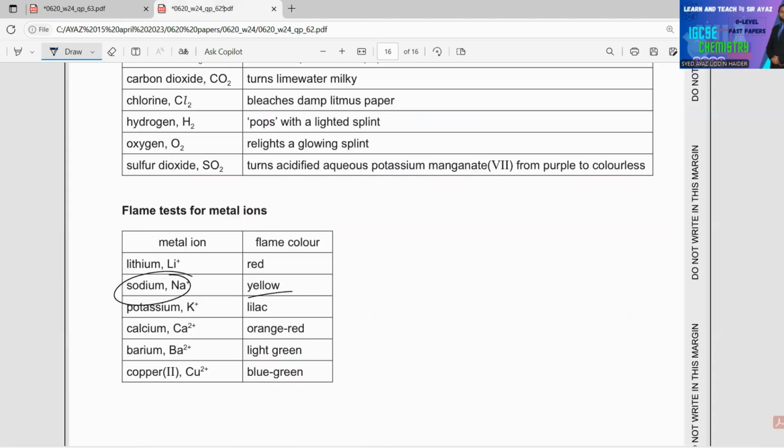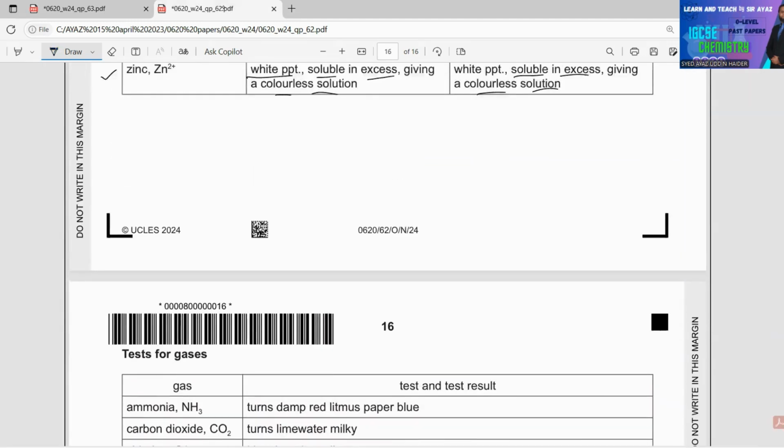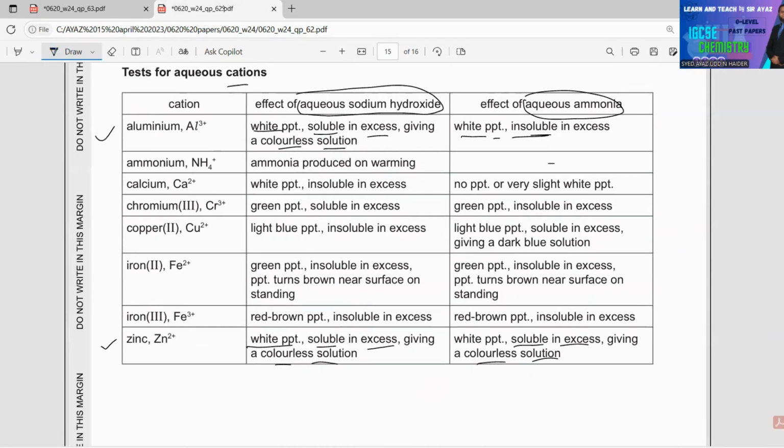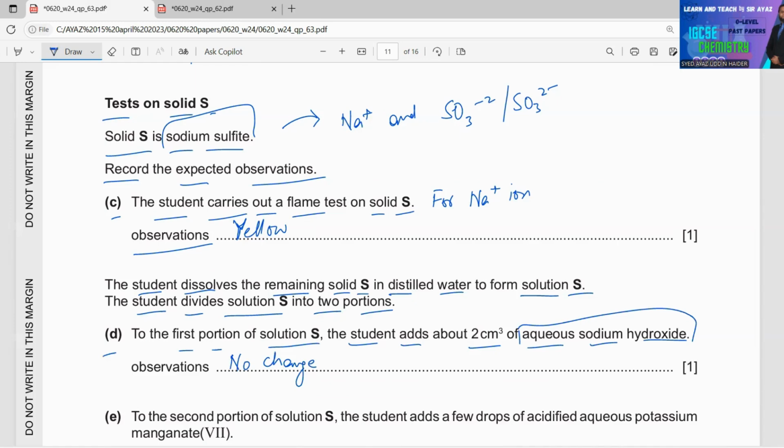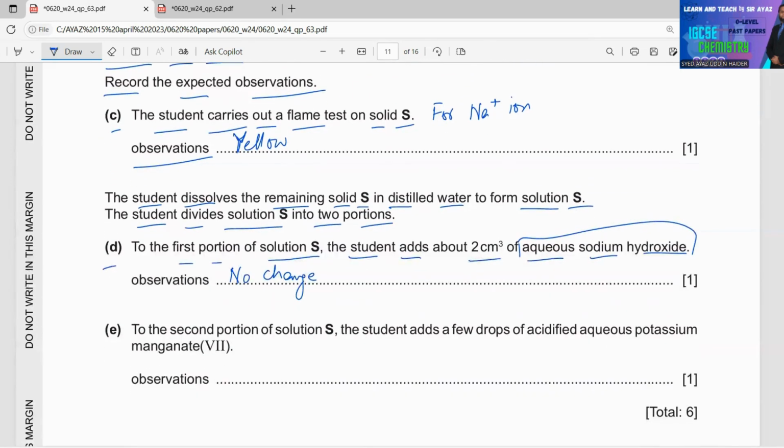If you look at the list, for the convenience, I'm showing the list. There's a test for the cations here. We don't have Na+ ion in the list, and you can't carry out the test for Na+ ion with sodium hydroxide also. We used to test Al3+, NH4+, Ca2+, Cr3+, Cu2+, Fe2+, Fe3+, or Zn2+. So you write no change here.